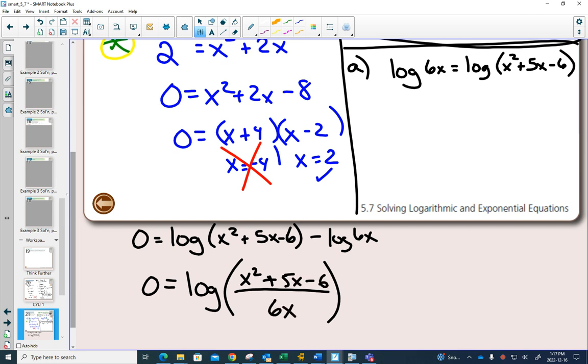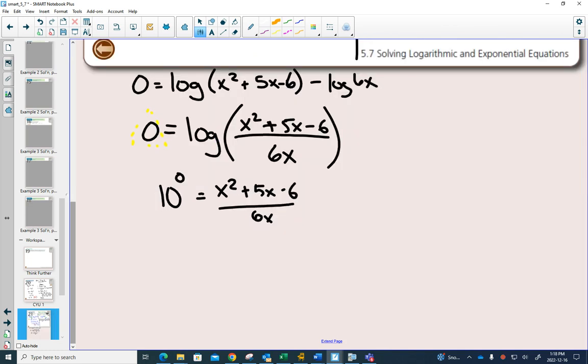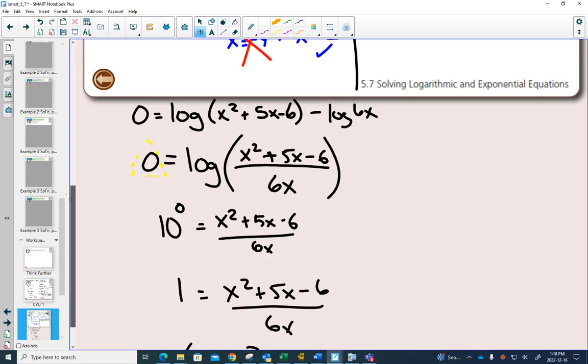And once I have a single logarithm, remember that log solves for exponents. And so the base is 10, the exponent is 0, and it would equal, again, what is 10 to the 0? 1. And then to get rid of the fraction, you can multiply both sides by 6x. And here, you got a quadratic. I think we could solve it from here. Okay? I'm going to now show you the shortcut.